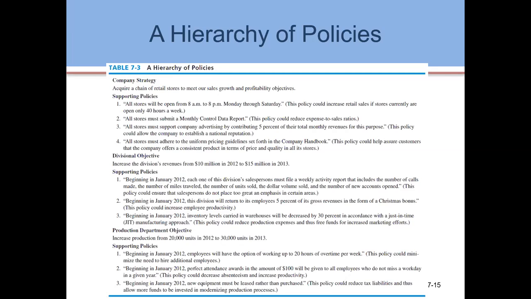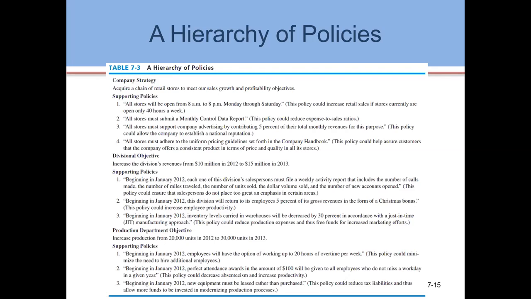Now, looking at the strategy once again, to acquire a chain of retail stores to meet our goals related to sales growth and profitability concerns, the policies we have just discussed are the ways which are going to facilitate our implementation and the achievement of our objectives. Now, looking at the company level policy and strategy, the divisions are going to devise their own policies and strategies. Like the divisional objective can be to increase the division's revenue from 10 million in 2012 to 15 million in 2013. So yearly, we can develop the scope of the divisional level objectives.